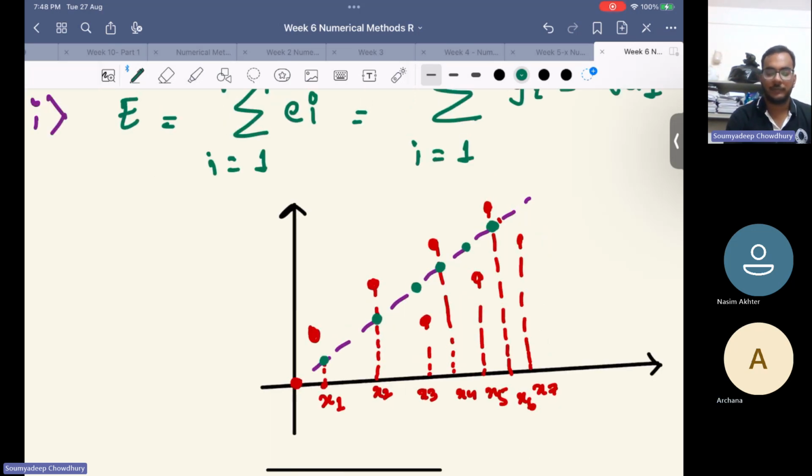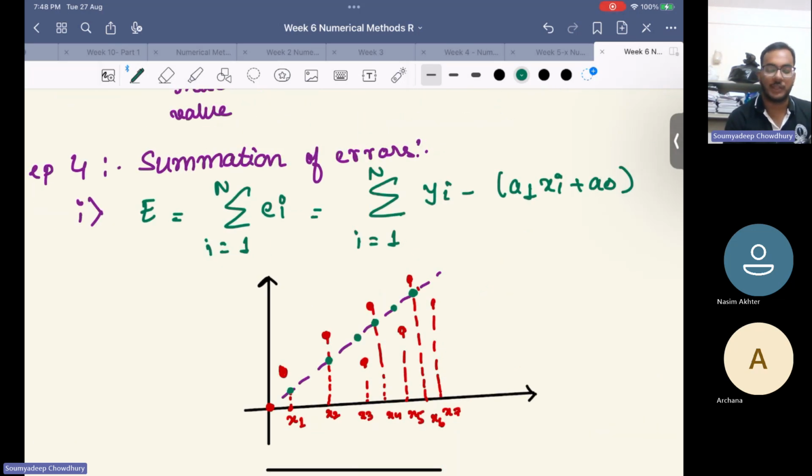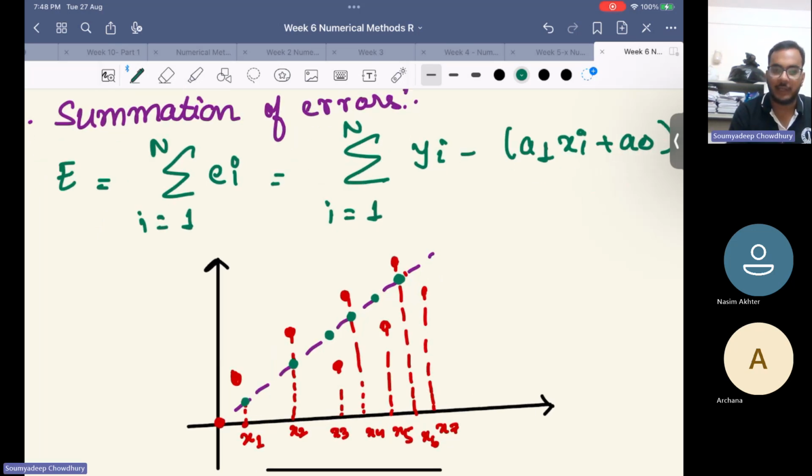So now you have a set of positive and negative values, right? If you calculate the error like this, just summing up all the errors, you might end up getting 0 as the total error. Suppose you have 3 positive numbers and 3 negative numbers. If you add them up, the total error might sum up to 0. But that is not the actual picture, because that is not the best fit line.